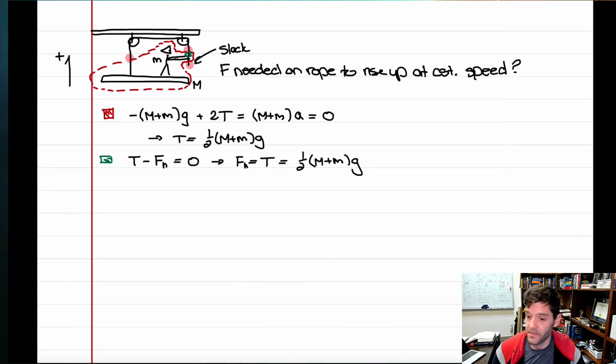From an engineering standpoint, this is actually helpful because notice that the force you have to exert is not the weight, m times g, of you plus the platform, but only half. You only have to pull down with half the weight.